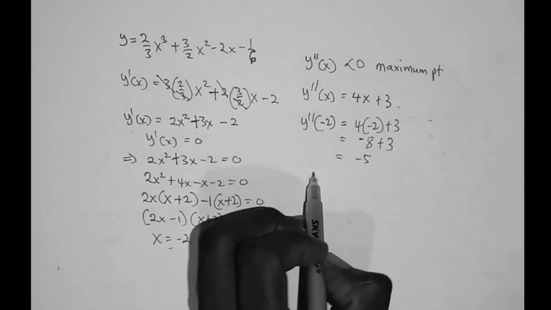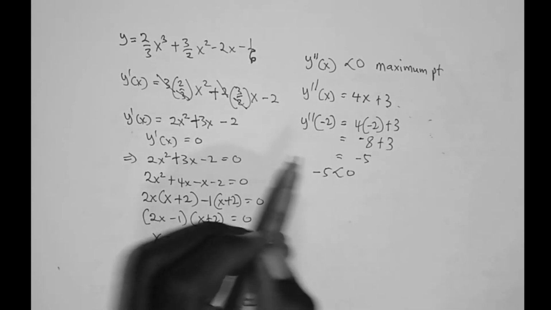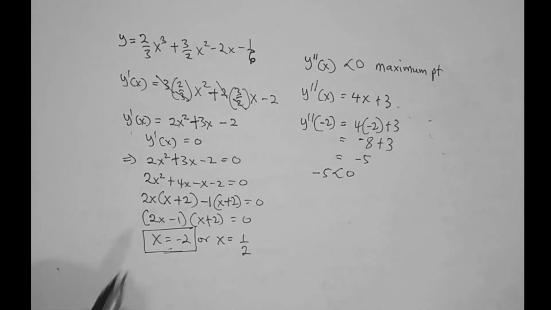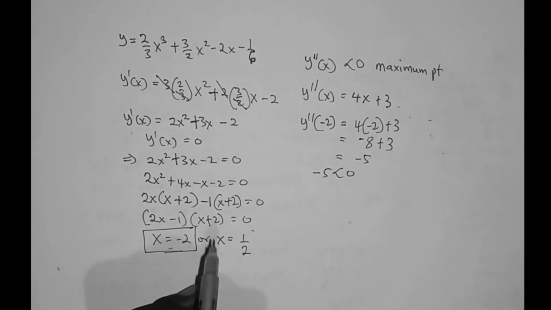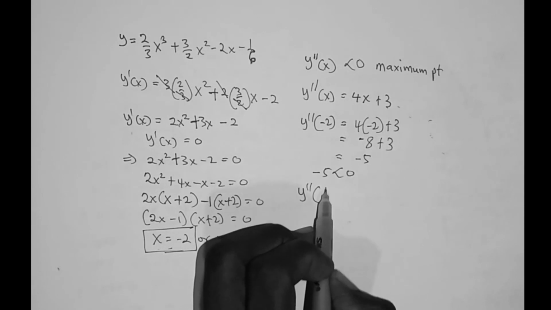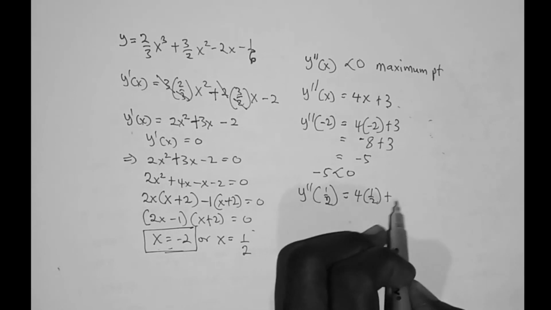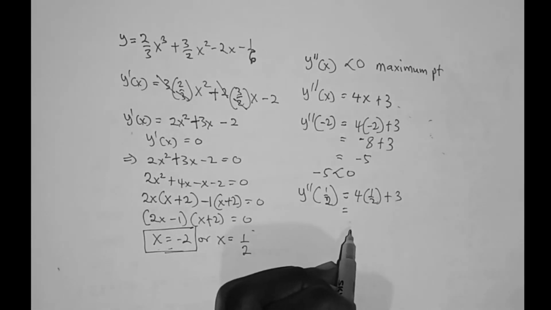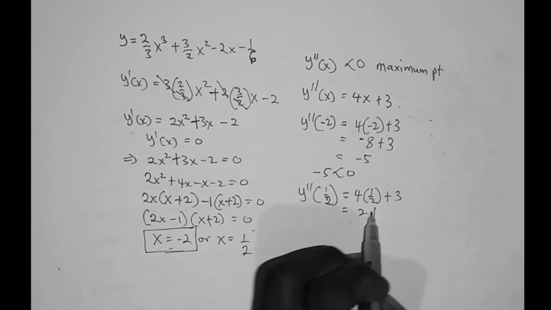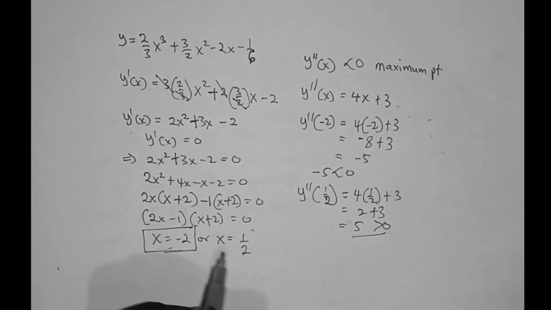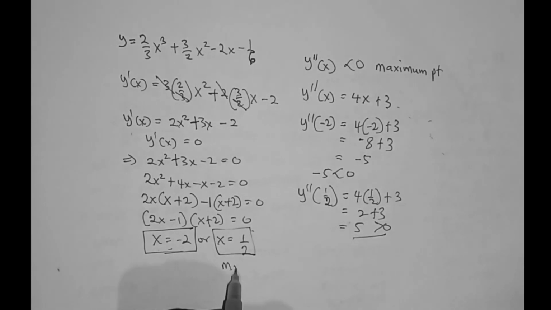So you see that minus 5 is less than 0, and therefore the value that will give us the maximum point is y of minus 2. But we can also test for x of 1 over 2. Let's find y double prime of 1 over 2. This is equal to 4 times 1 over 2 plus 3. 4 divided by 2 is 2. So 2 plus 3, and 2 plus 3 is 5. And then 5 is greater than 0. So this will give us the minimum point. And then this one will give us the maximum point.